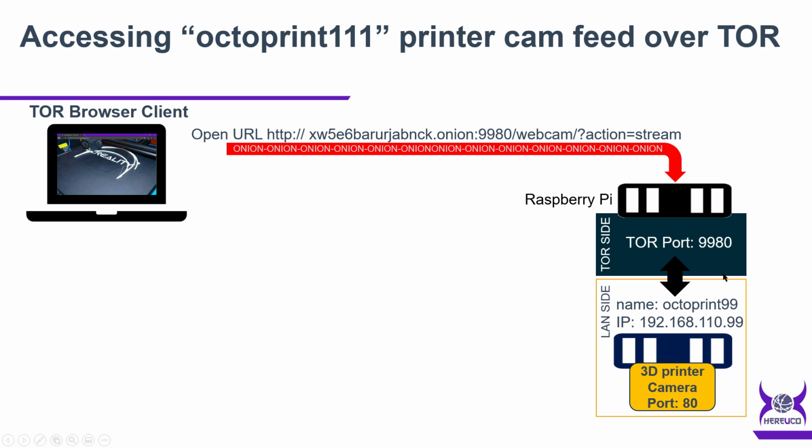Ultimately, once both the server and the client side are configured properly, you will be able to launch the Tor Browser and simply type the onion address without the key, just the onion address with the port of your choosing, and you'll be able to access that resource on your LAN. So in my OctoPrint 99 web server example, I would type 9980, and this would get me to the OctoPrint web interface. But if I use a webcam /?action=stream, that will feed me the camera feed from that device.